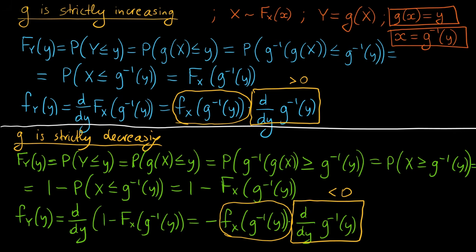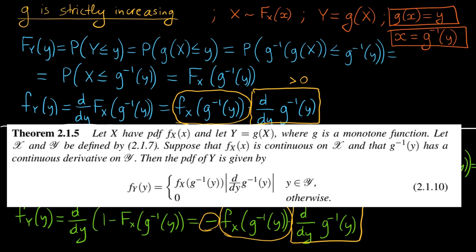And no surprise there, because this is the expression for the PDF of random variable y, and we know that the PDF of random variable y has to be greater than or equal to 0 everywhere. And it should be strictly greater than 0 over its support. These two results can be combined into one, and you see that down in the book in Theorem 215.